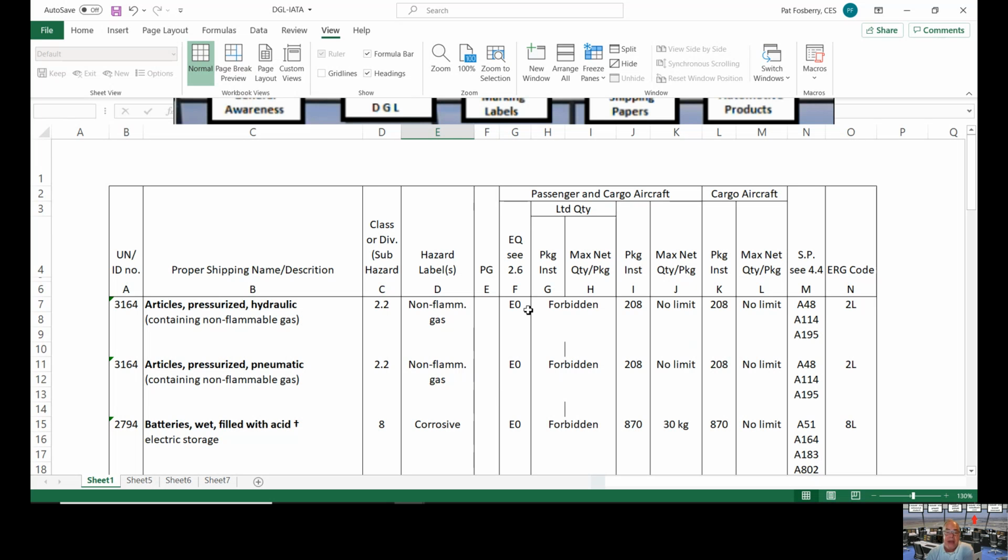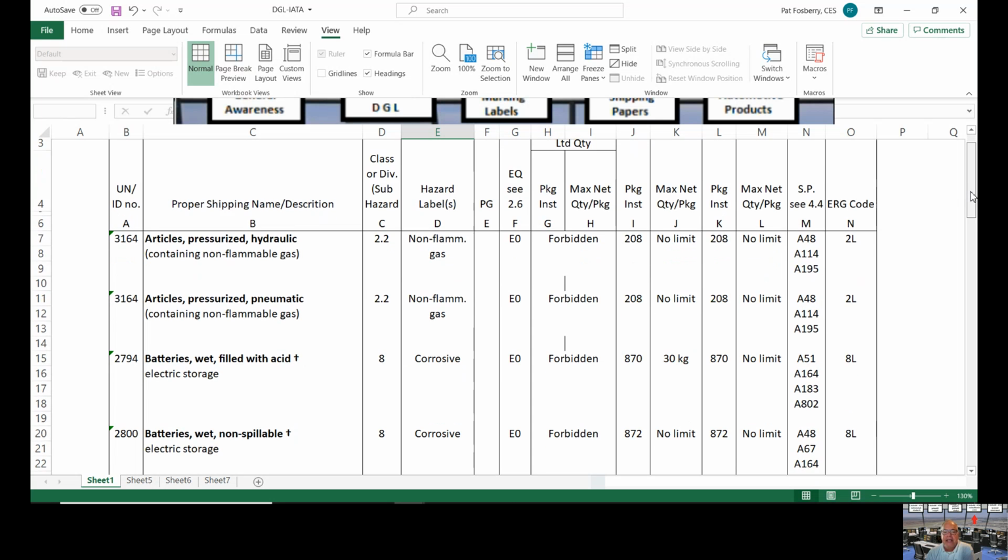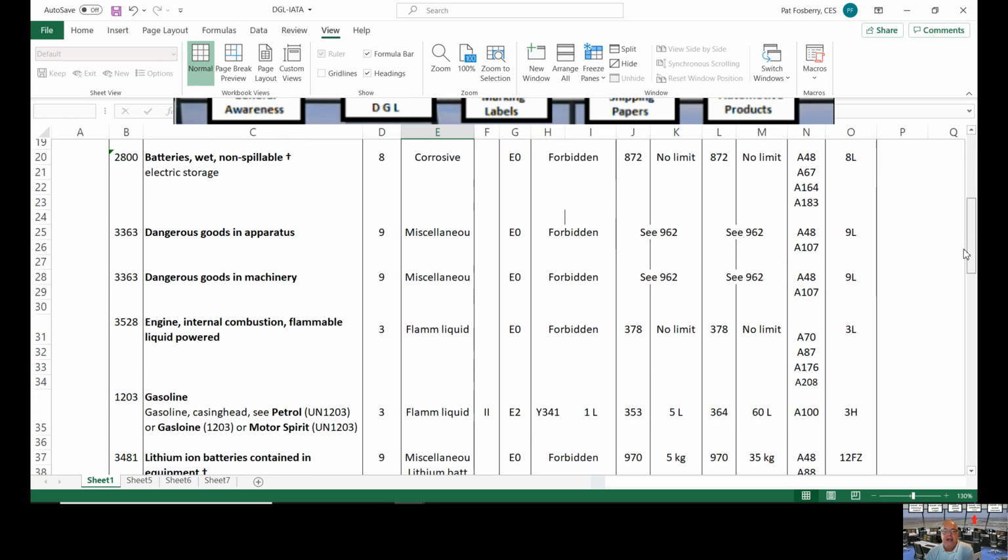And since just about everything you normally ship falls under E0, I really didn't have a copy of this, but it's not permitted as an accepted quantity. So no matter how small it is or how little of it you have, you can't just ship it as non-hazardous. It's got to be hazardous. So let's just go down the list real quickly, and I see E0s, E0s, E0s.